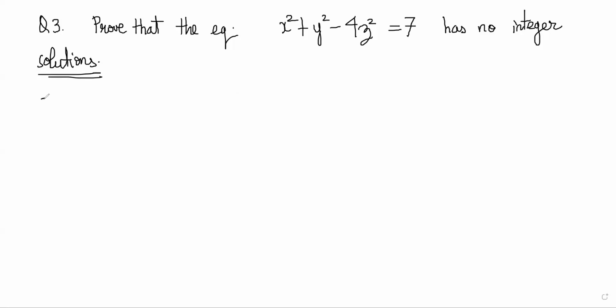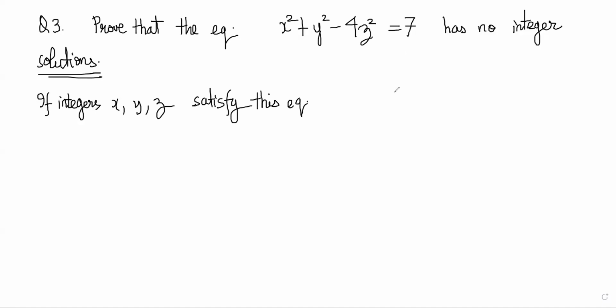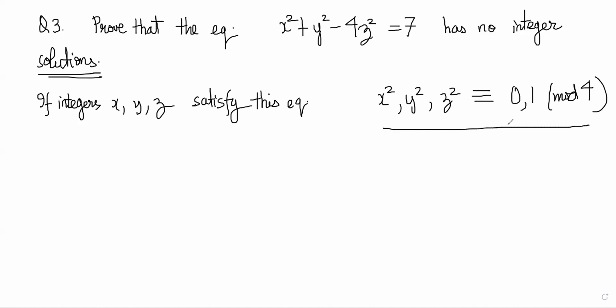So we know if integers x, y, and z satisfy this equation, then we know from a previous problem that x square, y square, z square can all be only 0 or 1 mod 4, right? We know that the square of any integer must be either 0 mod 4 or 1 mod 4. That was the first question that we discussed in today's session, right?